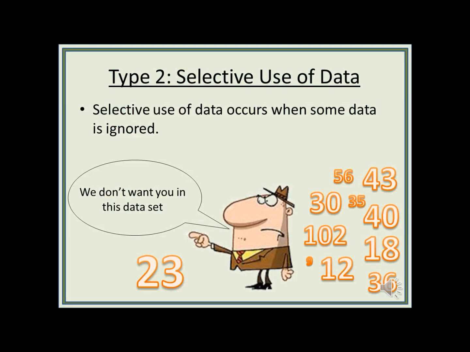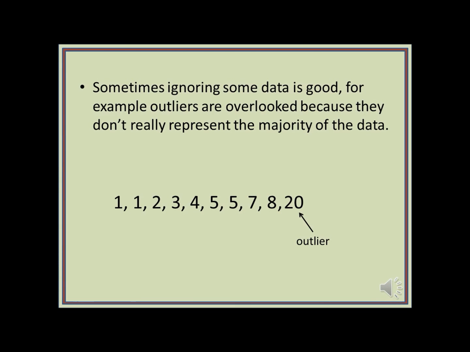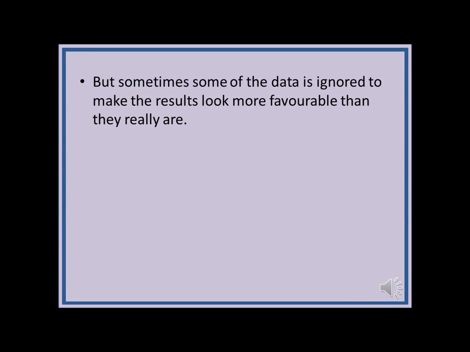The second type of bias is the selective use of data. This occurs when some data is ignored. Sometimes ignoring some data is good. For example, outliers are often overlooked because they don't really represent the majority of the data. But sometimes some of the data is ignored to make the results look more favorable than they really are.